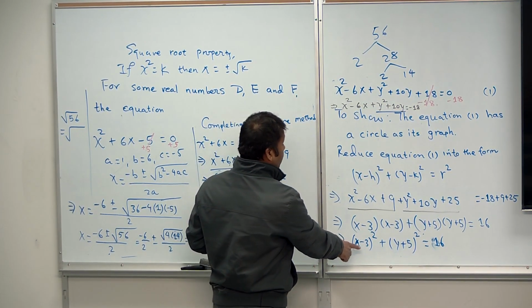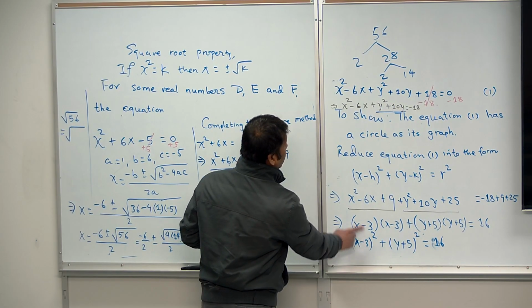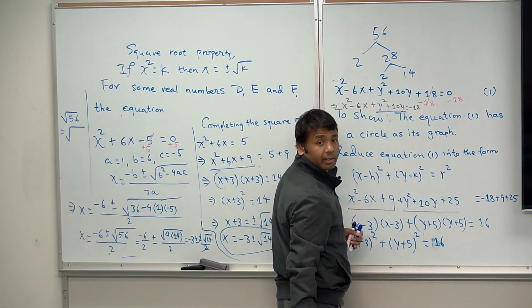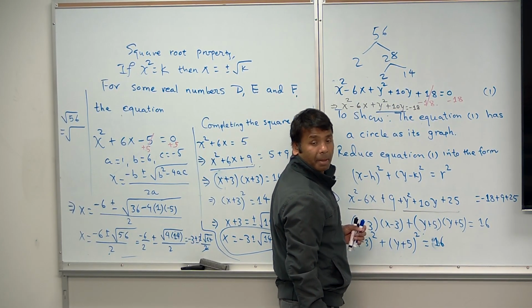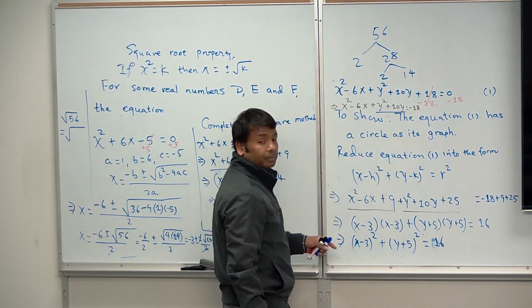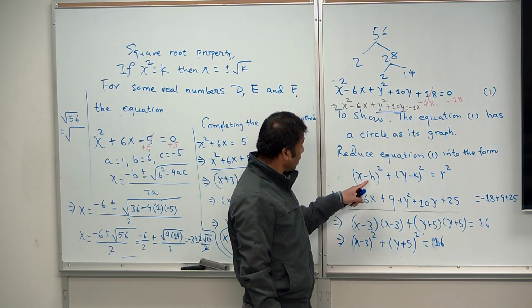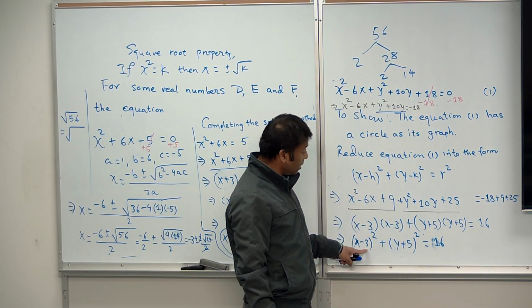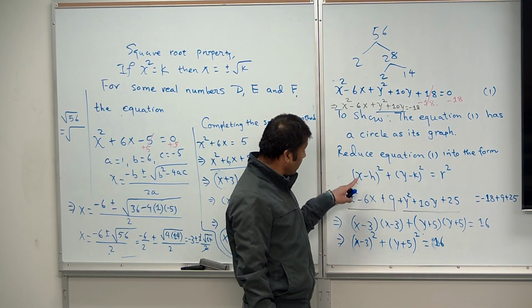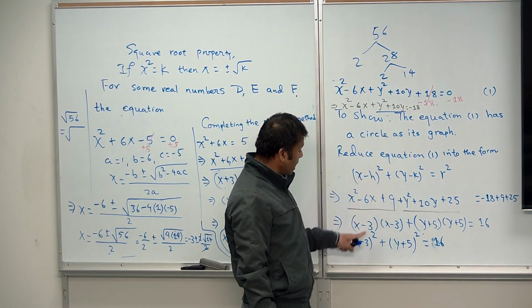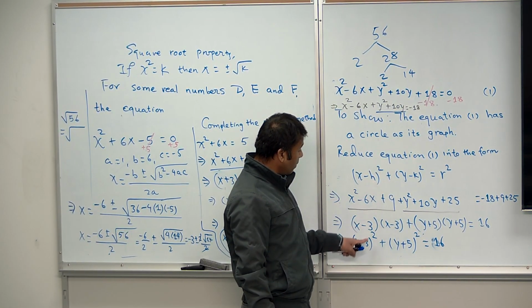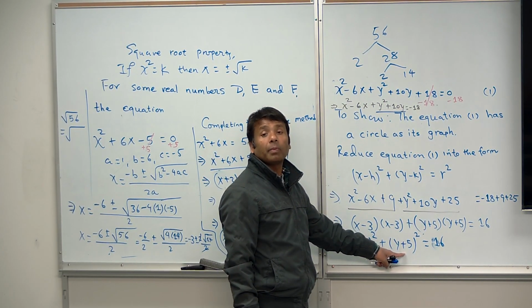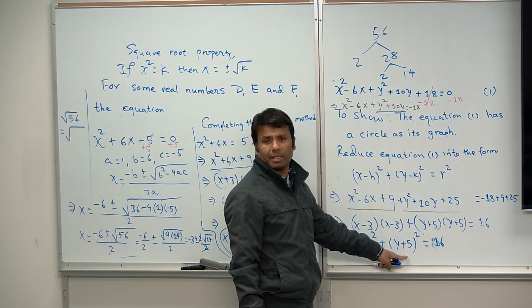So now this is in the form of (x minus h) square plus (y minus k) square equal to r square. Is that right? So what is the value of h? Positive 3. Value of h is 3. You compare with (x minus h) square, so (x minus 3) square, value of h is 3. And what is the value of k? Negative 5. That makes sense?